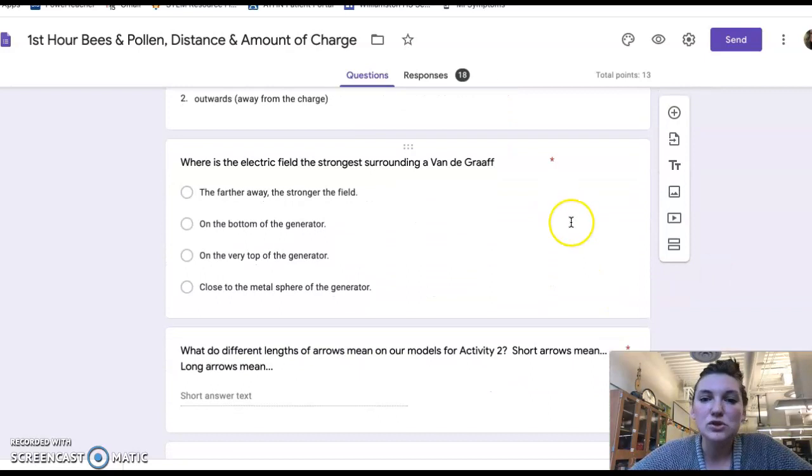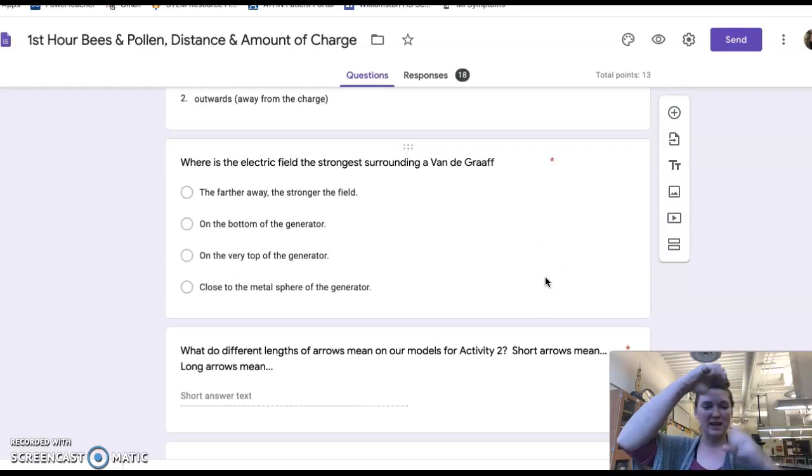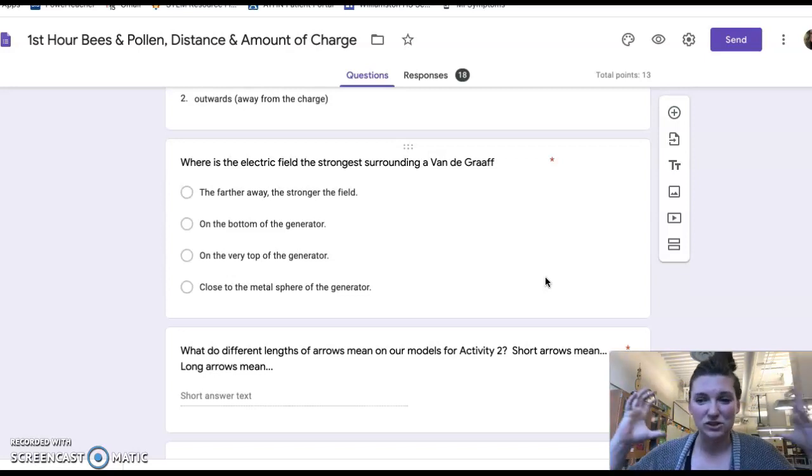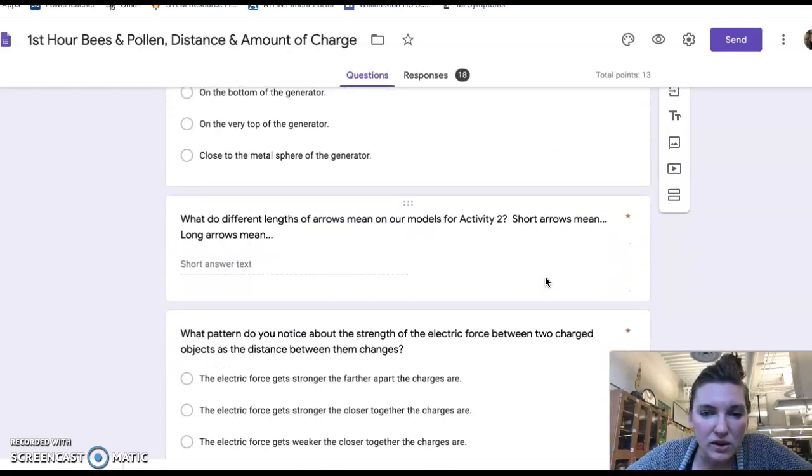So where is the electric field strongest surrounding a Van de Graaff generator? Remember, we can think about the tape demonstration, but it's going to be closest to it. The electric field is strongest closest to the charged object, okay? But it's all the way around. It's not like it's stronger in one spot. It is a spherical force field that is drawing equally from all sides, as long as it's just its own one charge, okay?